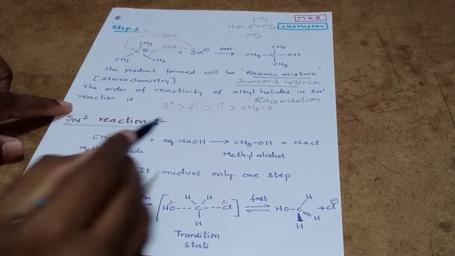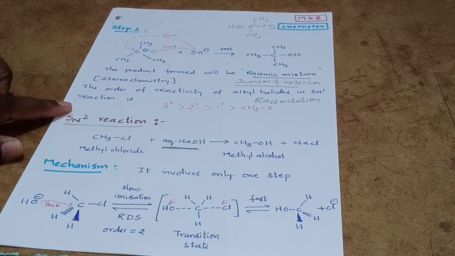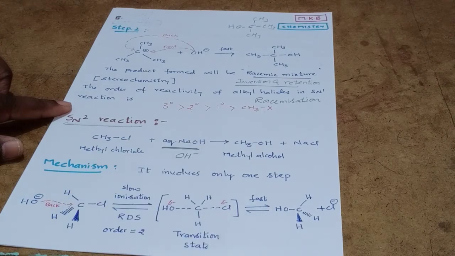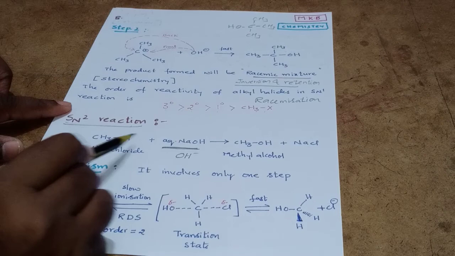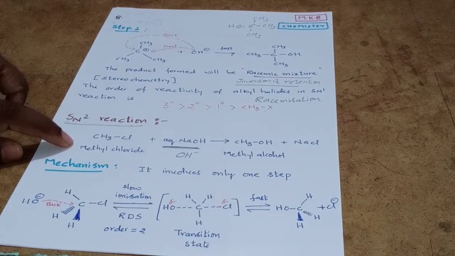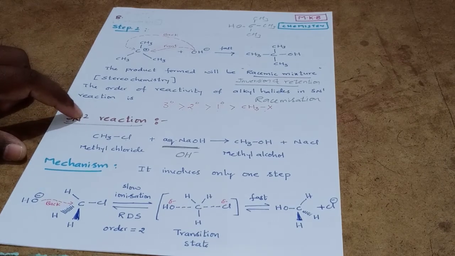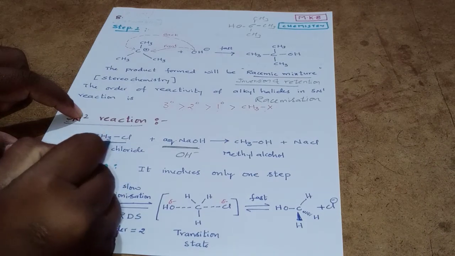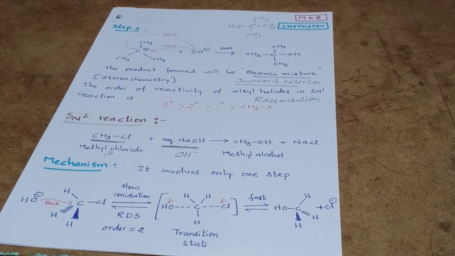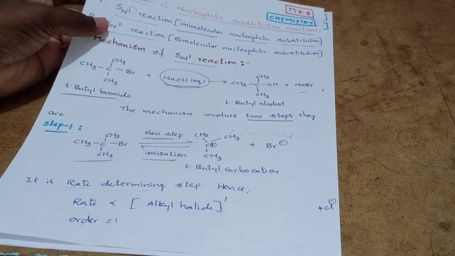Here also we'll take the same example, that is the reaction with aqueous base, in which the nucleophile is OH minus. So in place of chlorine I have to write OH. This is the example for a nucleophilic substitution reaction under SN2 reaction. Why it is SN2? The type of alkyl halide here is primary alkyl halide. In case of SN1 reaction, the tertiary alkyl halide will react.